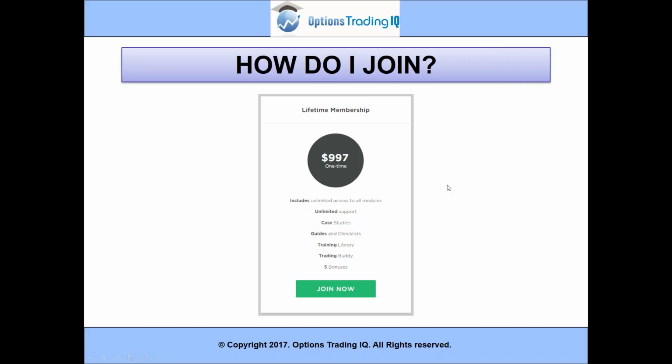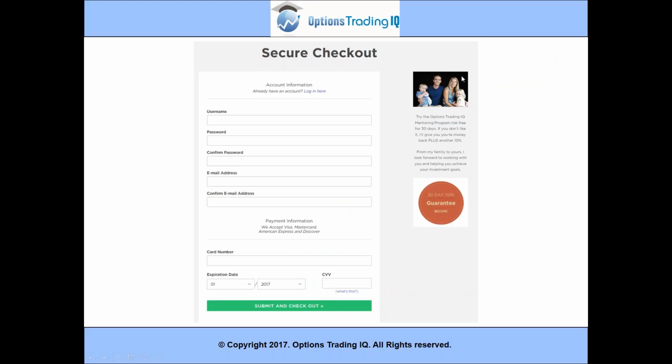Okay, so that's how you join. If you go to the website and join, you'll get taken to the secure checkout, so it's all encrypted. You choose your username and your password, just making sure you're in the right spot. There's me and the fam. 30-day, 110% back guarantee. So username, password, email address, pop in your details there, submit and check out.